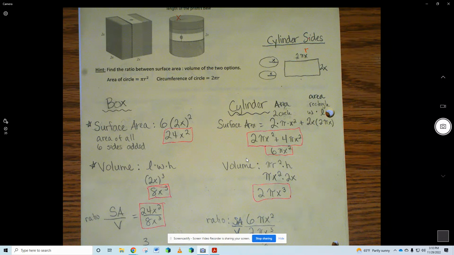The box, every side is length times width, 2x times 2x, 2x squared, and there's 6 sides. Surface area, 6 times 2x squared. And then I did the volume. I guarantee, since geometry, you've probably forgotten the volume of a cylinder. It's very obscure. You really don't need this in life too much.